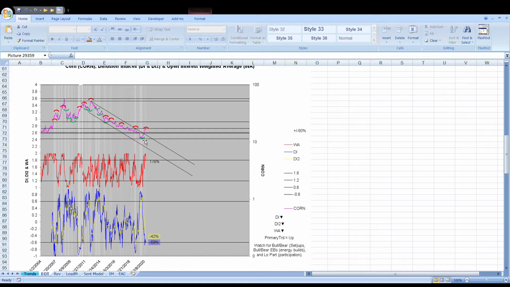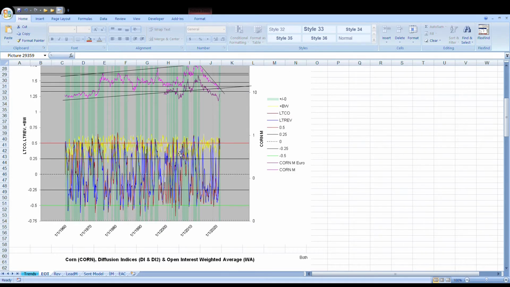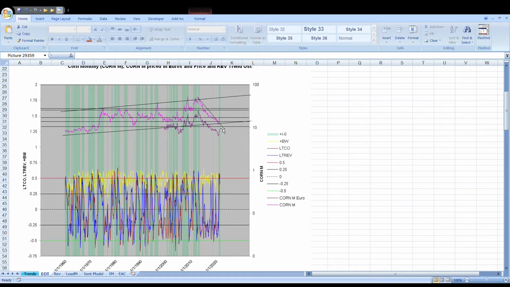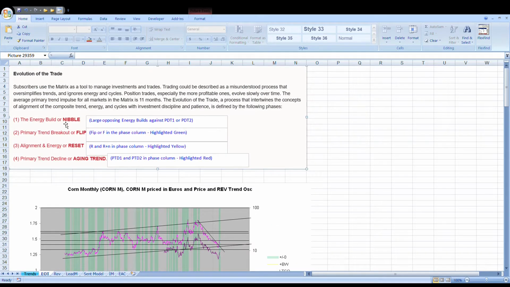And then in time, that energy build forced the primary trend to flip, which it did ultimately here. So the energy build came here, the primary trend flipped, and now it's run, and now we're in a position where the energy build is opposing it. But that nibble first came, then the flip came, and now the core position has been established.